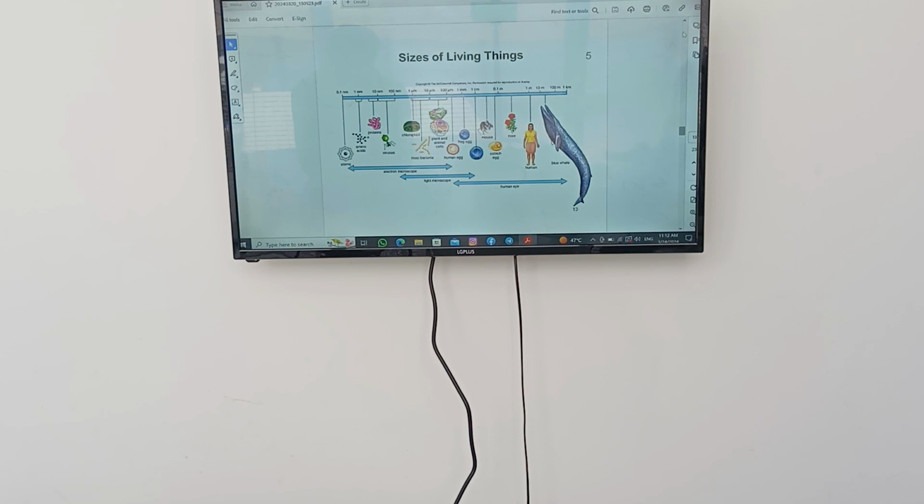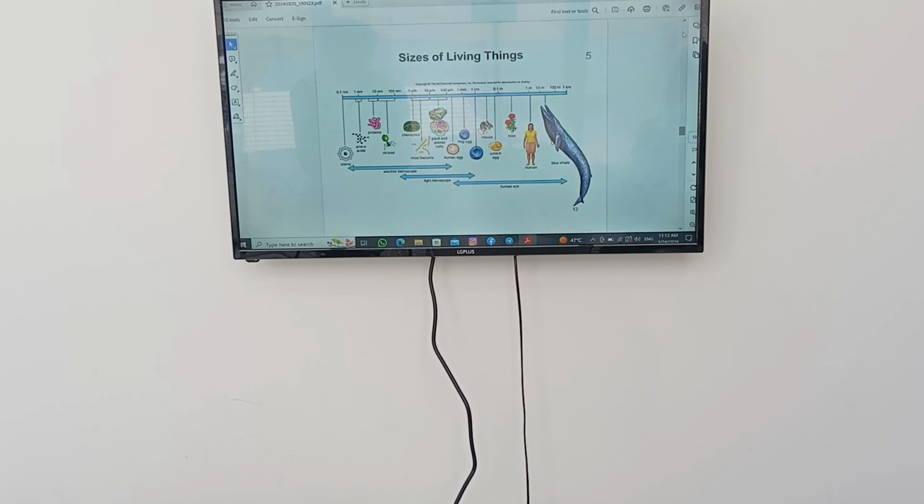Here we have the general size of living things. You can see the smallest one starts from 0.1 nanometer, which is an atom, and it grows to the great blue whale, which is over 1 kilometer. You have the range from 0.1 nanometer to 100 micrometer. These are seen in the electron microscope.